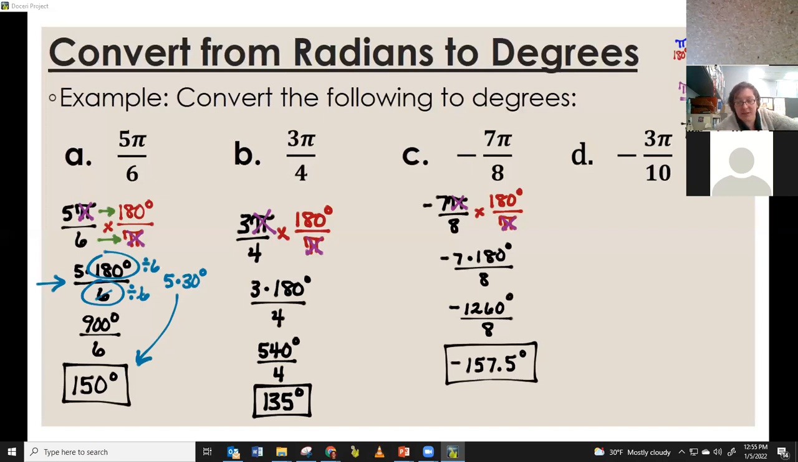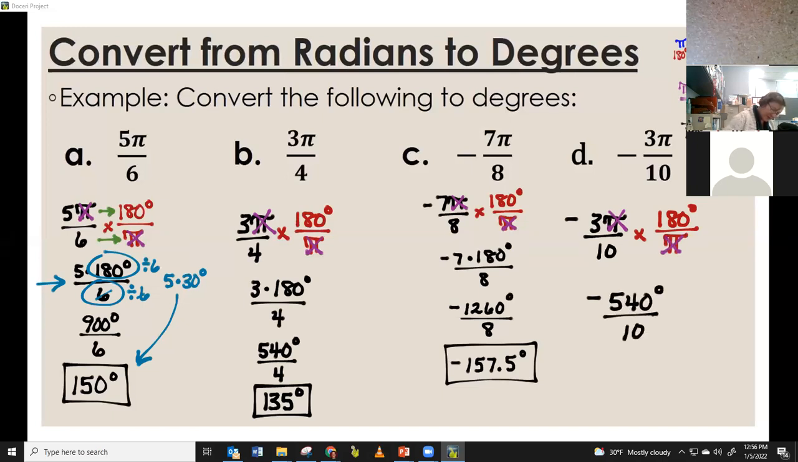Absolutely right. Everybody that has typed in an answer in the chat so far has been correct. It is -54 degrees. We're going to multiply -3 pi over 10 by 180 degrees over pi, which makes my pi's cancel out. It's going to give you -540 degrees over 10, which would be -54 degrees. Nice work, everyone. Before we move on, does anybody have any questions for me at all on how to convert?